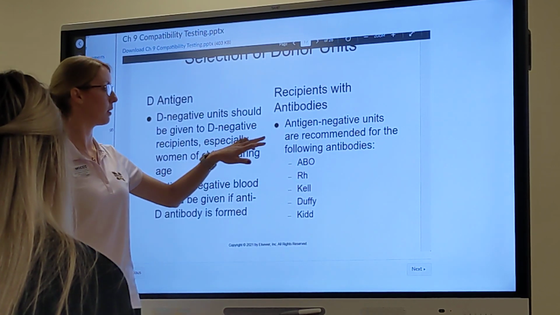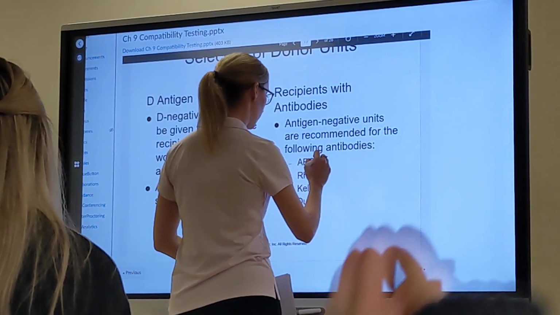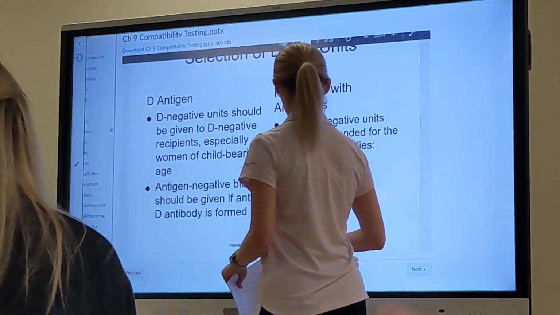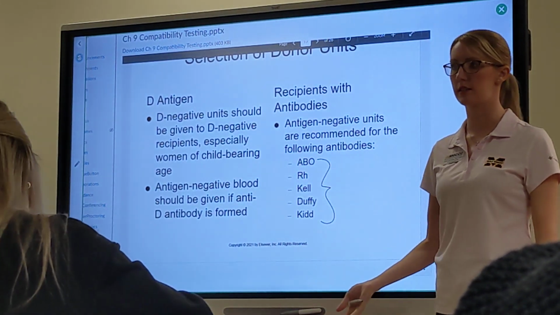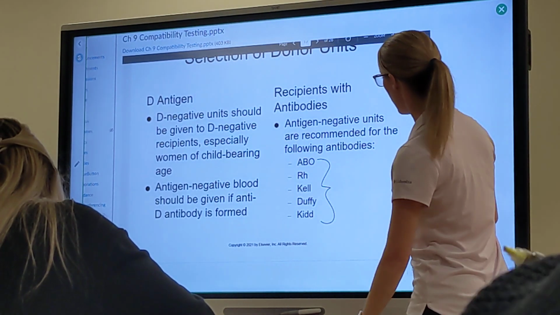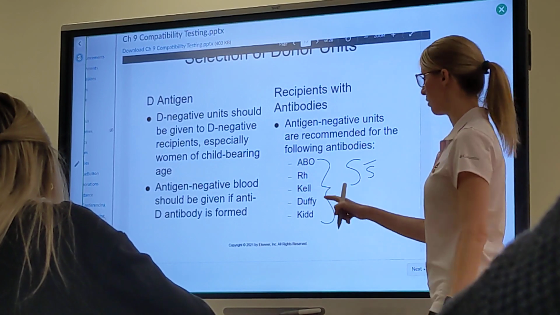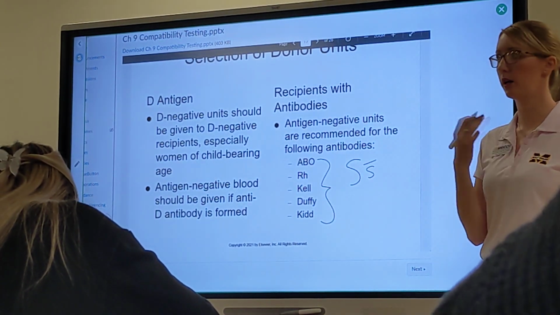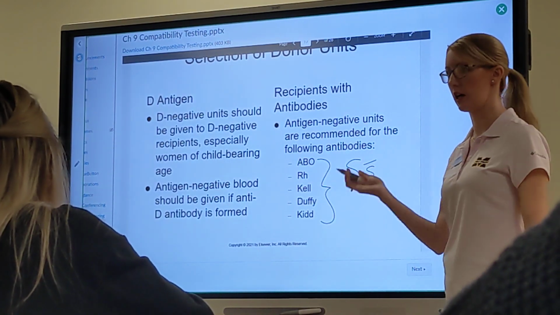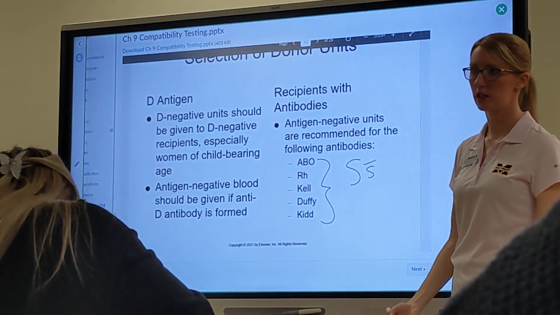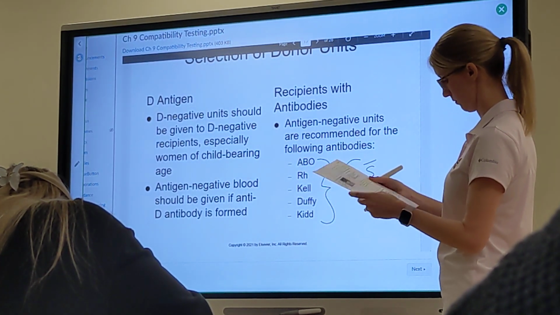Recipients with antibodies, antigen negative units are recommended for these antibodies. So those are really some of the most important ones. Remember, some of those on your anagram are not clinically significant. I think that big S and little s should be on that list, in my opinion. But I didn't make the list. Remember, M and N are not really clinically significant. You're not gonna worry about those unless they show up at AHG.